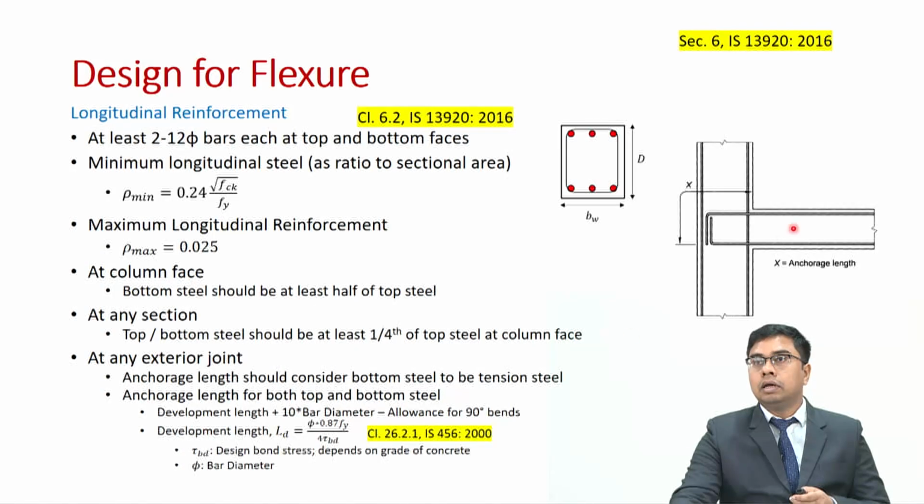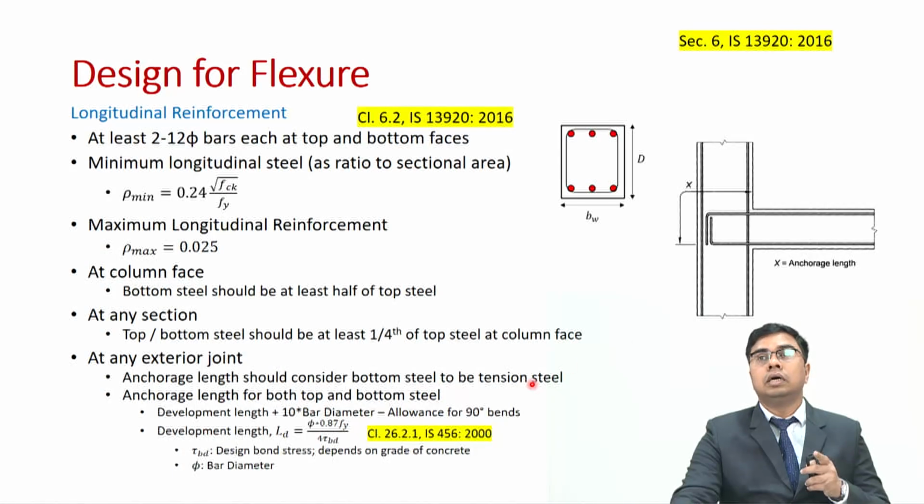Alright, then further, when a beam frames into a column, particularly an external column, exterior column, where you will have an exterior joint, these longitudinal bars from the beam have to be extended to some distance. That distance is called anchorage distance. So, for this bar, the anchorage distance is from the column face up to the end. We will assume that both the top bar as well as bottom bar, all these bars are in tension.